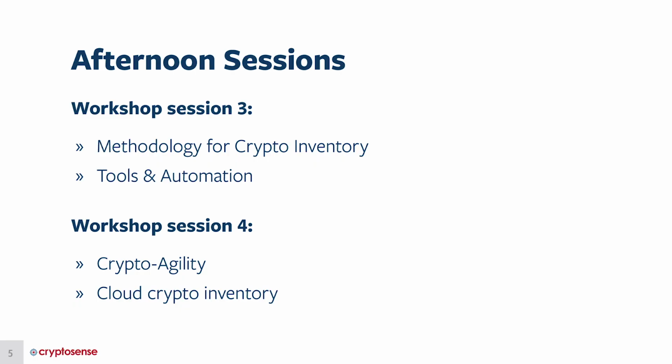In the afternoon, we'll look at how we would actually collect that information, with topics like automation, scaling it up, and how to deal with third-party technologies. Then at the end of the afternoon, after the scientific talk, we'll go into some specific topics that came up when we asked the people who were coming what topics they would like to look at, things like crypto agility, how to prepare for changing my cryptography, and how to manage crypto inventory once we move to public cloud services.